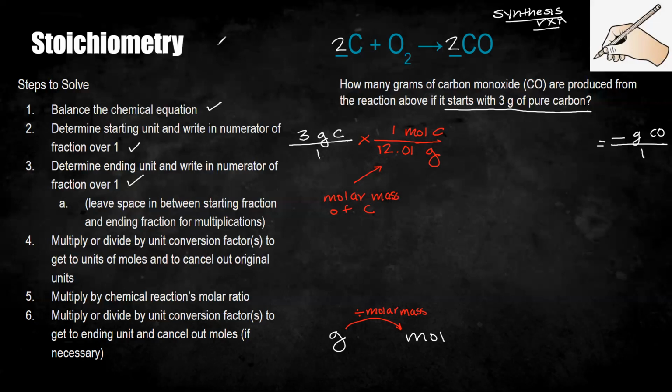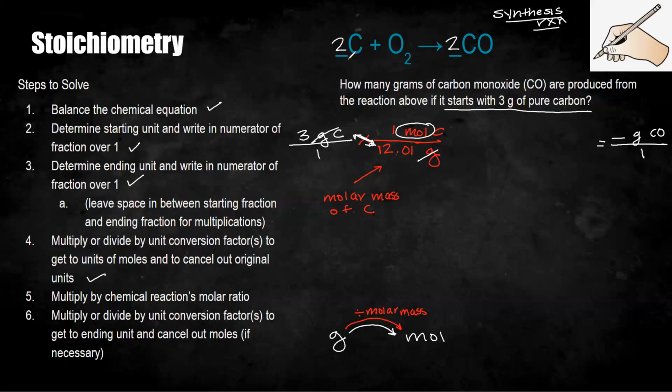So this allows me to look at the diagonal across here, and I can cancel out my original units of grams, and now I am in units of moles. So I have successfully made this jump over from grams to moles, and I've completed step number 4. Step number 5 is multiplying by the chemical reaction's molar ratio.